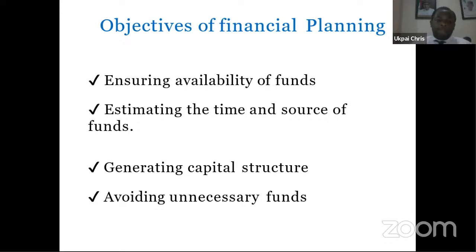Are we together? The fourth one, I'm talking about the objectives of financial planning, is to avoid unnecessary funds. It's not, let me say, for example, Zenith Bank, we say they are giving out loan at 25%, and you rush to get the money without considering the interest rate of 25%.